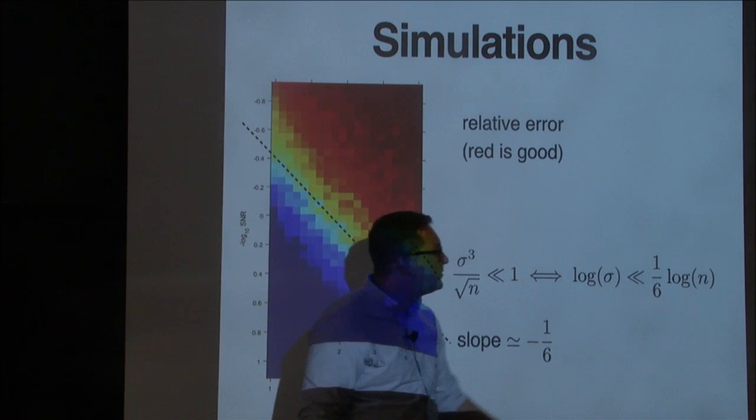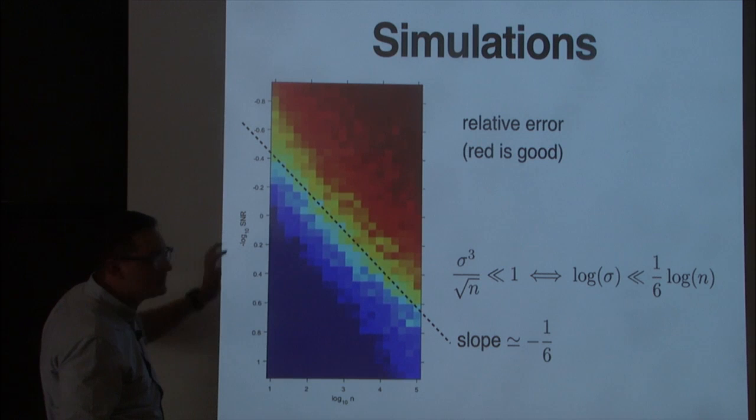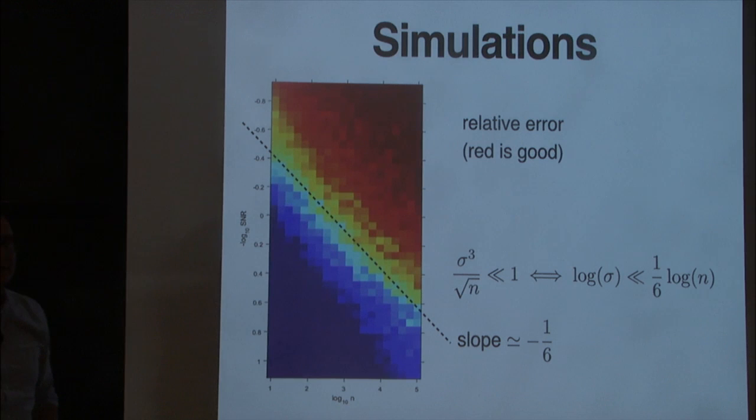And here you see there's a weird thing, which is that I'm not plotting log signal-to-noise ratio, I'm plotting minus log signal-to-noise ratio. So it's going the other way around. So if I look at this slope, I should see minus 1/6 here. This is my log sample size. And so I recover precisely this regime when I look at this. OK, this is more a sanity check. It's not real data or anything.